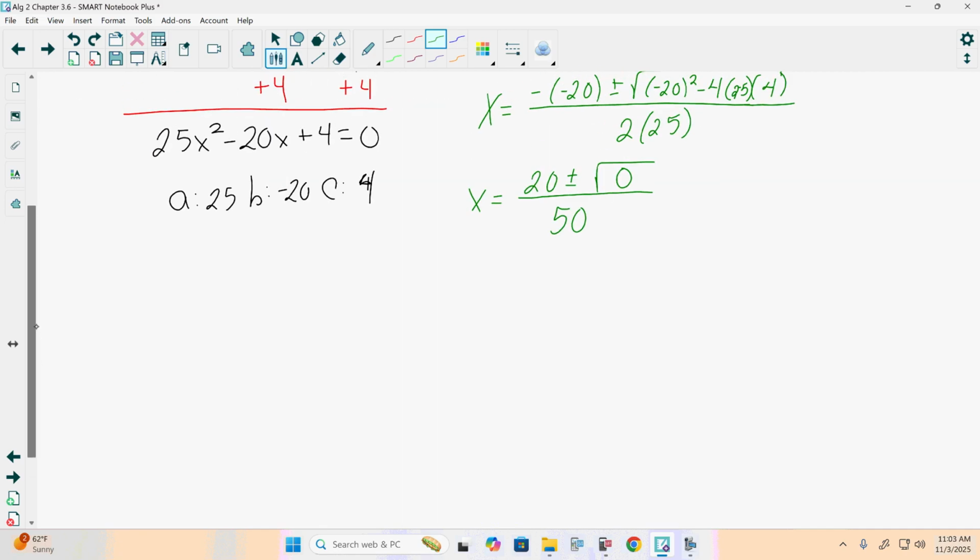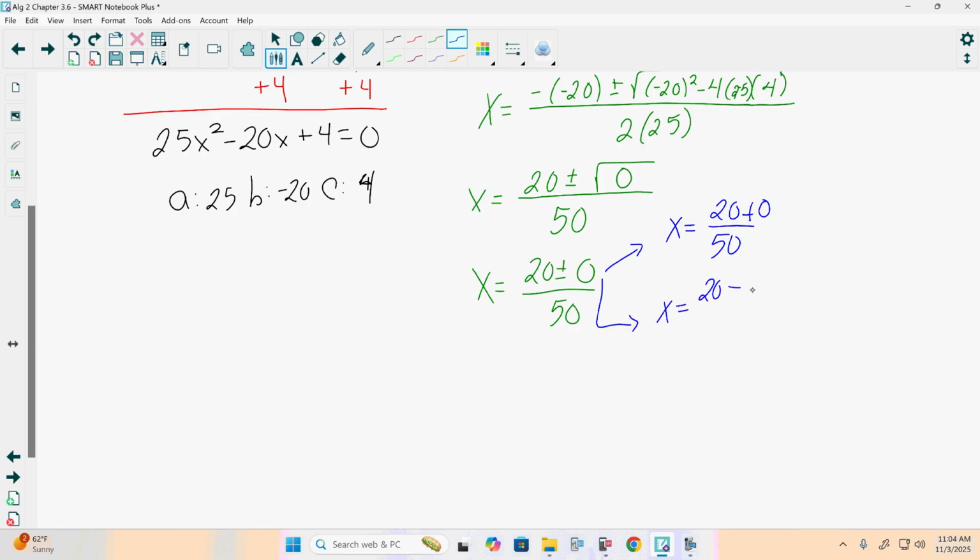because we're saying what times itself is 0, well, that is just 0. So we have 20 plus or minus 0 over 50. Can we add and subtract 20 and 0? Well, yes, they're like terms. So what that's telling us is that x is equal to 20 plus 0 over 50. And we also have x is equal to 20 minus 0 over 50.